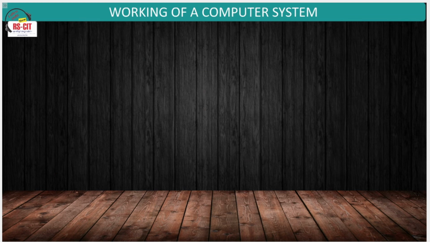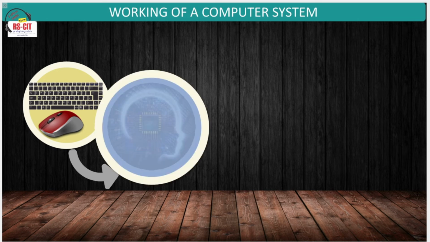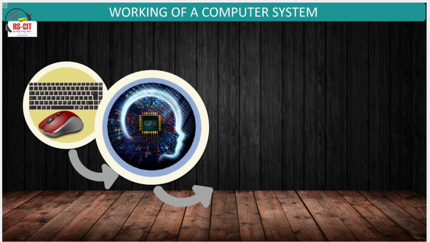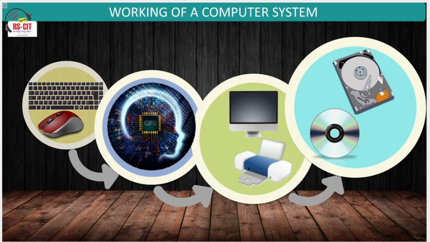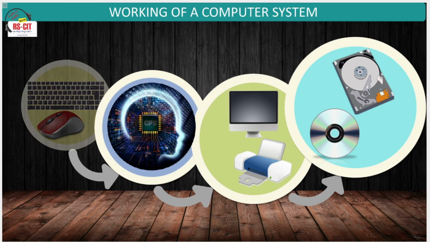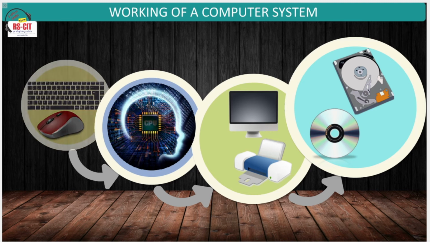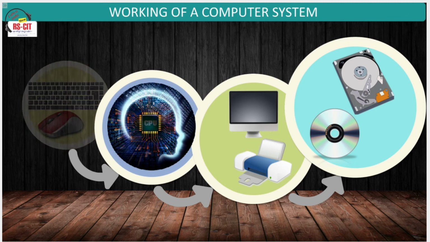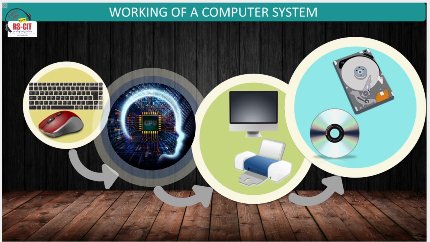Working of a computer system can be understood by bifurcating it into four main processes, that is input, processing, output and storage. Starting with input. An input device is any hardware component that allows you to enter data and instructions into a computer. Six widely used input devices are the keyboard, mouse, microphone, scanner, digital camera, and web camera.